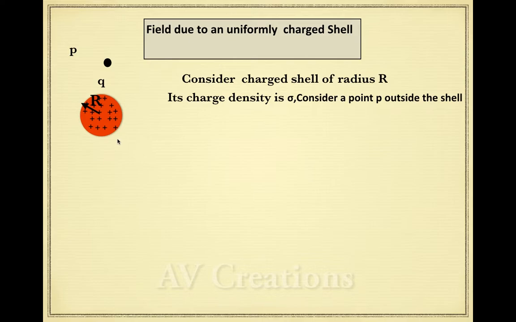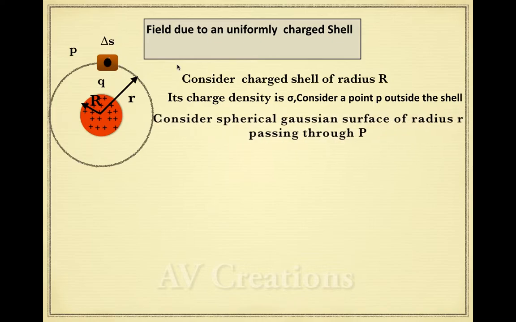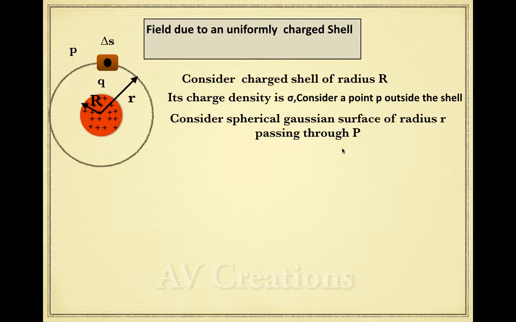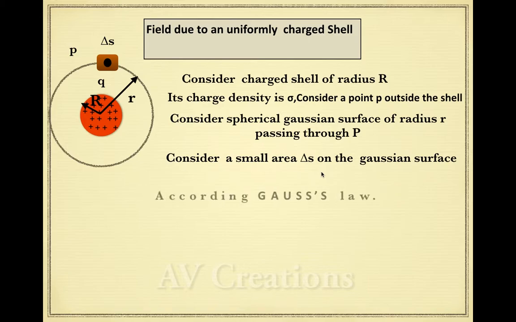For finding the field due to this shell, we need to consider a Gaussian surface. We are considering a spherical Gaussian surface here. The radius of the surface is small r, and we are considering a small area delta s. Consider a spherical Gaussian surface of radius r passing through P, and a small area delta s on it.